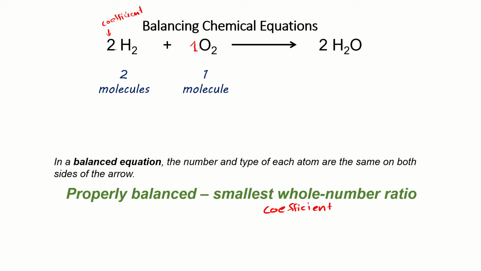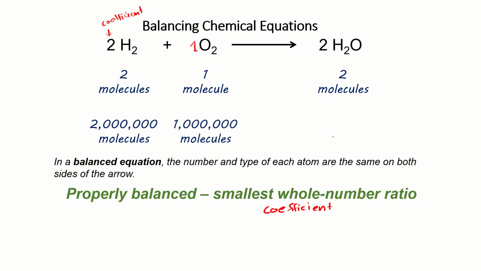For example, according to this balanced equation, 2 molecules of hydrogen will react with 1 molecule of oxygen to give 2 molecules of water. We can use the same simple whole number ratio in different magnitudes, like bigger numbers. But if you really look into them, you can simplify all these big numbers into this same simple whole number ratio. So in the balanced chemical equation, what you find is the smallest whole number ratio.